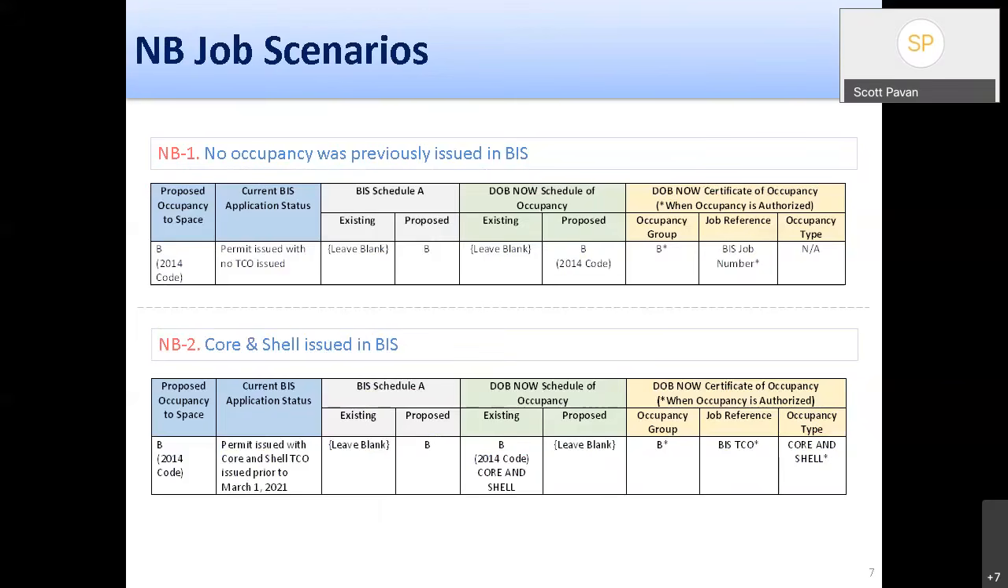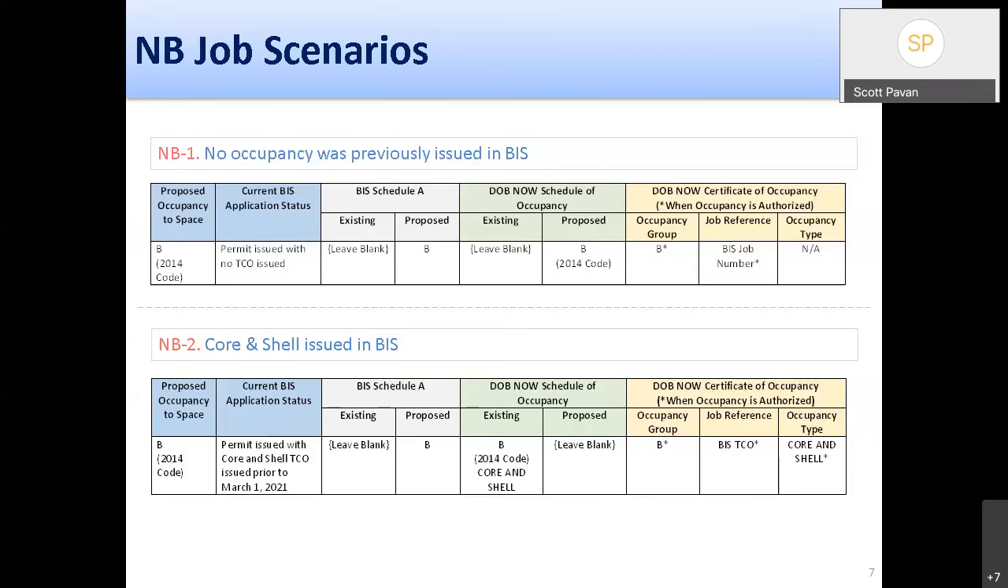And so now we look over at when the occupancy is authorized, right? It's a B occupancy, right? It includes the BIS job number, right? And there is no occupancy yet, right? Because it hasn't been issued yet, right? Let's go to the next one. The next one could be exactly the same scenario, except you already got a core and shell TCO for the building.